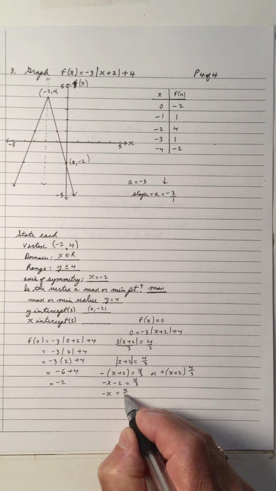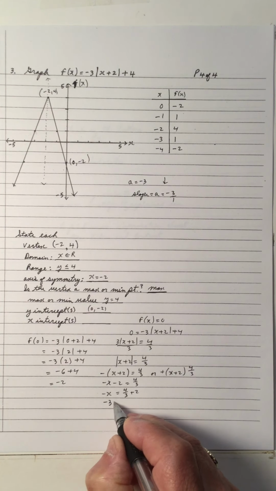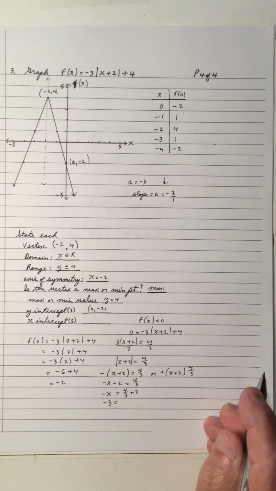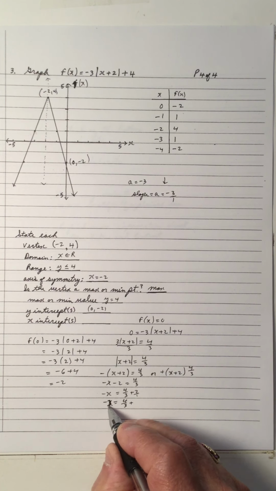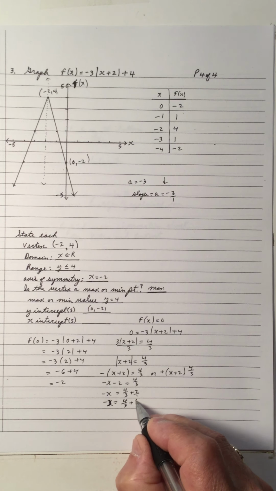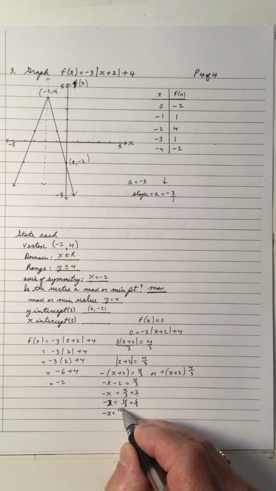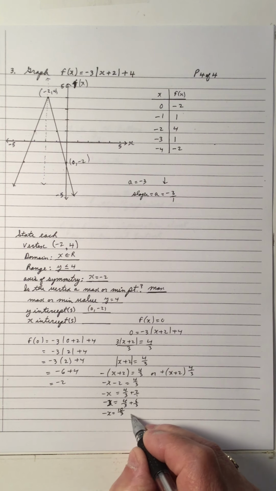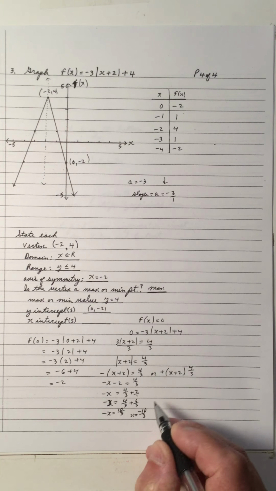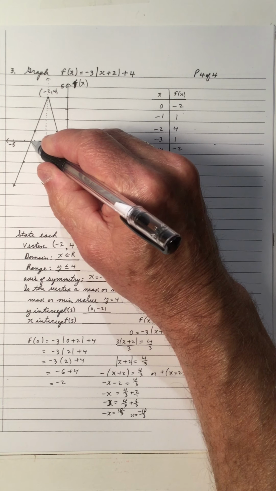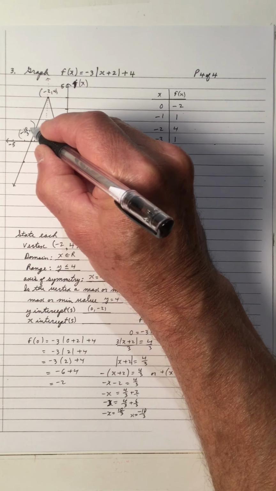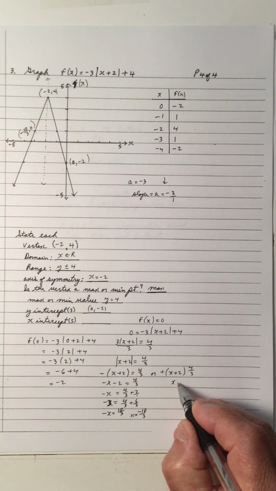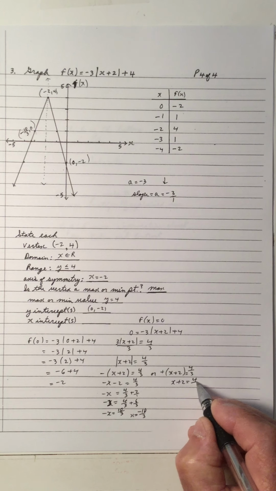-x equals 4/3 plus 2. And 2 is 6/3. So we have -x equals 10/3. So x is equal to -10/3. That's one x-intercept, negative, right there. So that one right there, x is -10/3, y is 0.